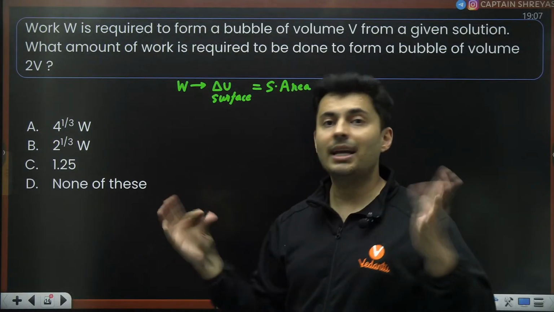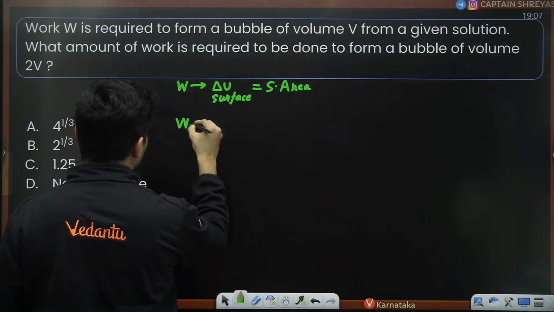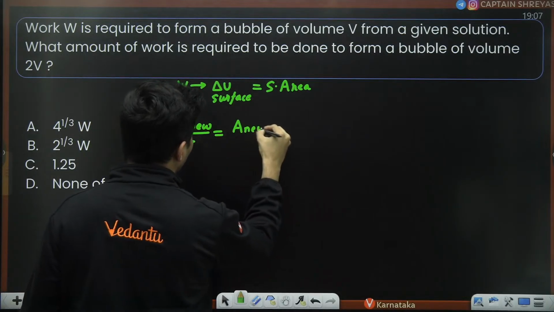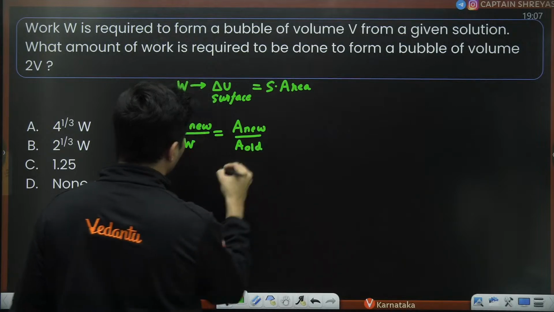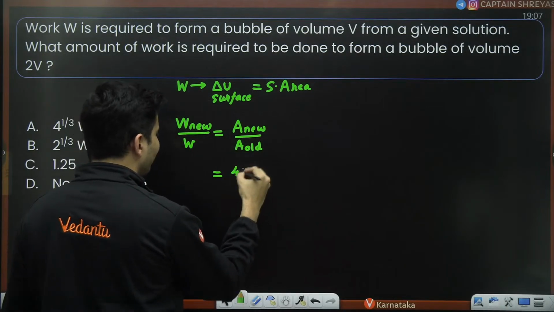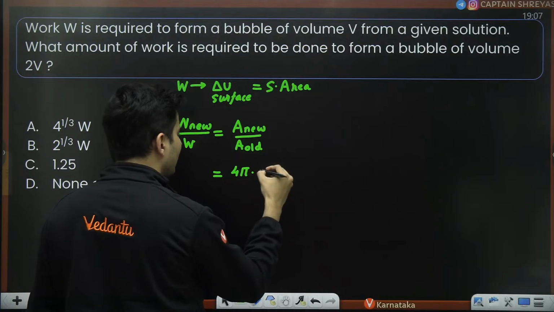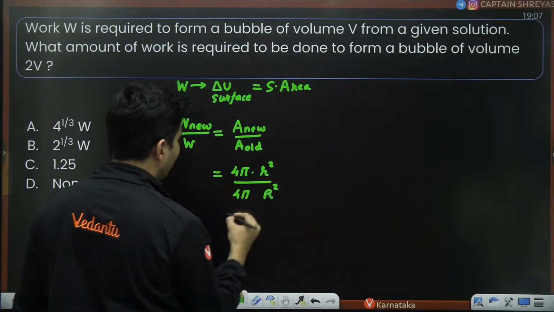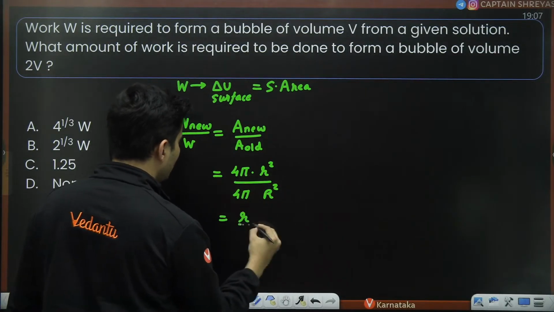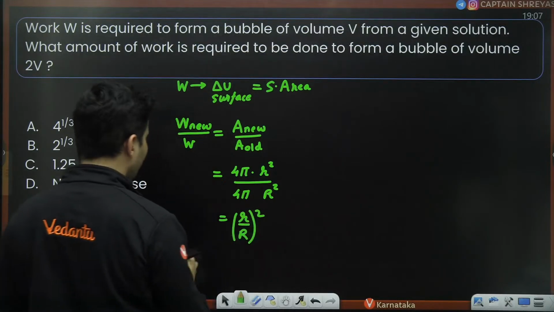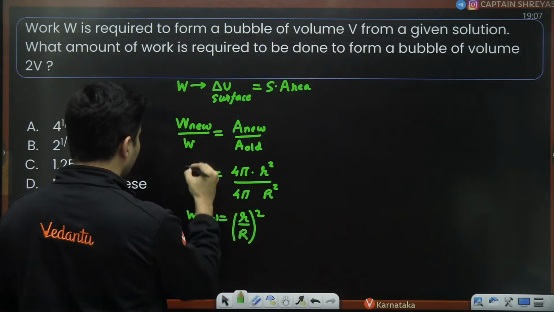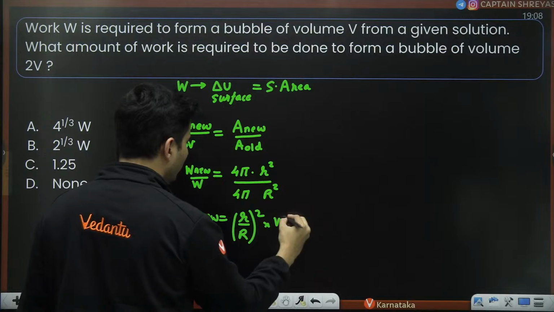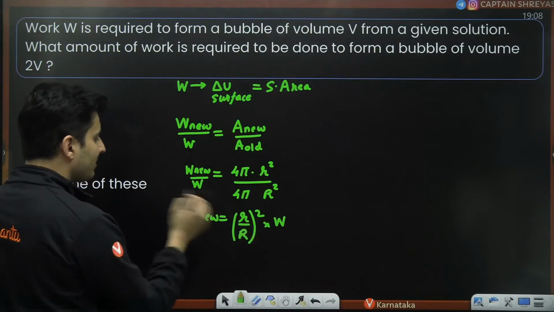So if you change the volume, the area is changing. Therefore, I can say that the new work divided by the old work will be the new area divided by the old area. But what is that area? Area is 4 pi radius square. The new radius, let's say it is r, and the old radius, let's say it is capital R. So r square will come here, 4 pi will cancel, so I will have r by R whole square. That is basically new divided by old, so shift that old here, so W will come. But I do not know what is this r by R.